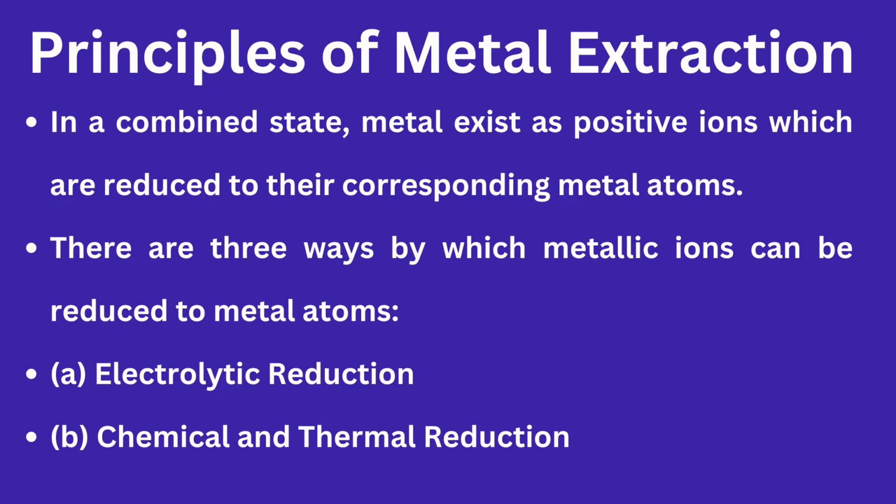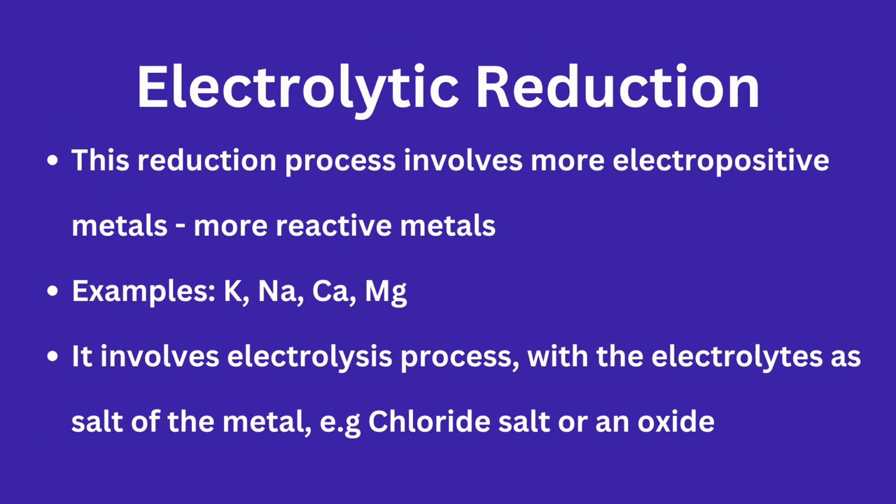Now we have two major ways of reducing a metal. We can do that by electrolytic method, or we do that by chemical or thermal reduction. By electrolytic method or chemical or thermal reduction. Now, let me start with the electrolytic method.